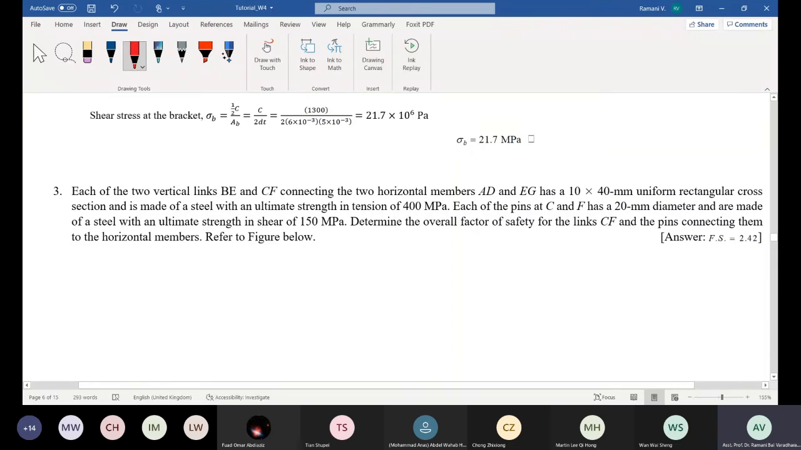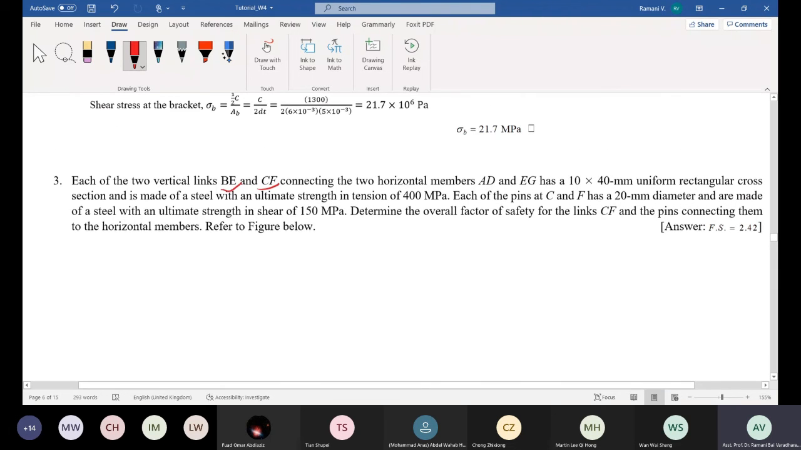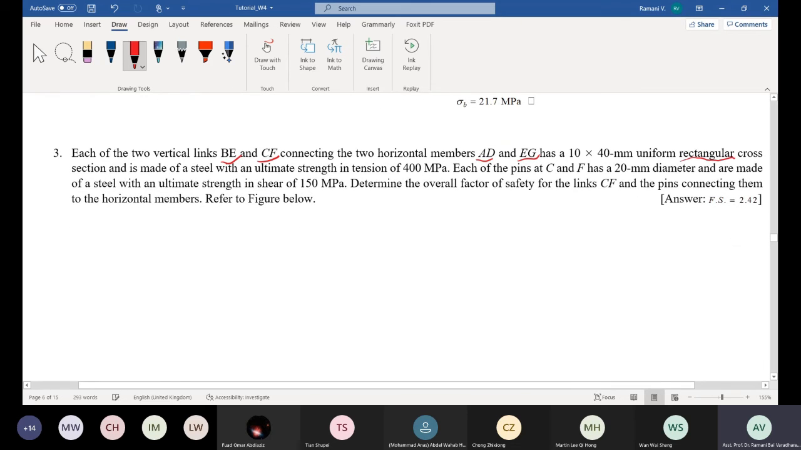You are given two vertical links, BE and CF, connecting two horizontal members, AD and EG, each with a 10 by 40 mm cross section. The members are of uniform rectangular cross section, so note this for finding the area. They are made of steel, and the tensile strength is given. Each pin at C and F has a 20 mm diameter and is also made of steel.